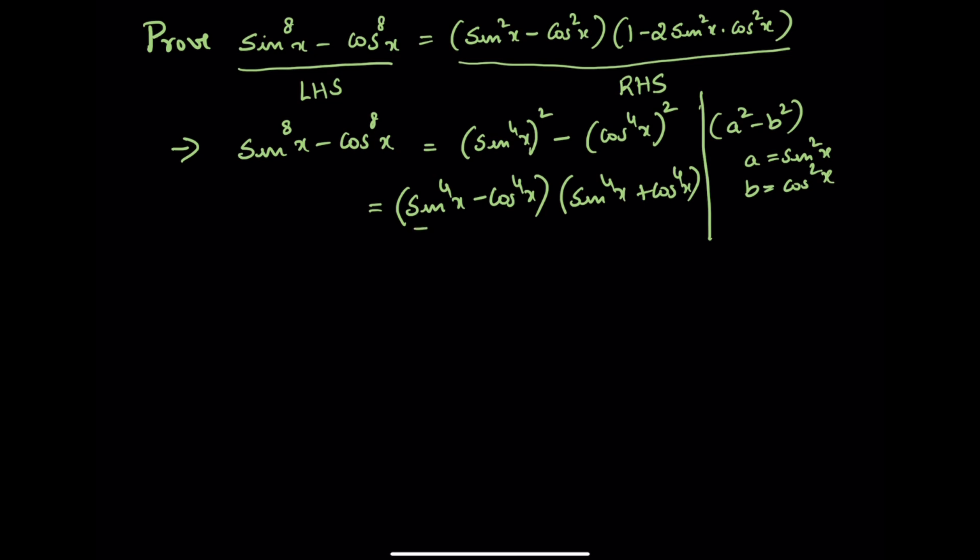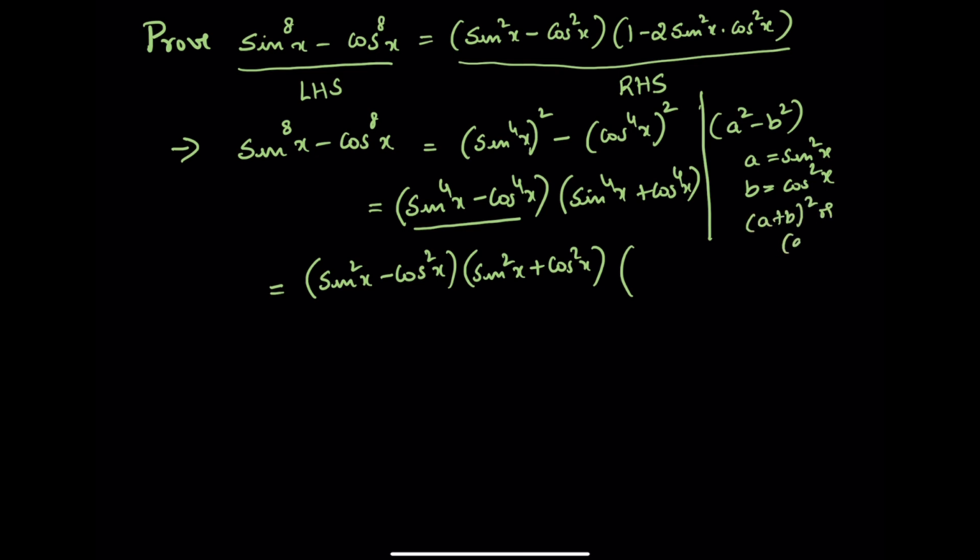Now this part again can be reduced to a plus b and a minus b. So that will be sine square x minus cos square x times sine square x plus cos square x times, now sine to the power of 4x plus cos to the power of 4x, we cannot apply anything here. So we have to adjust this equation so that a plus b the whole square or a minus b the whole square can be applied.